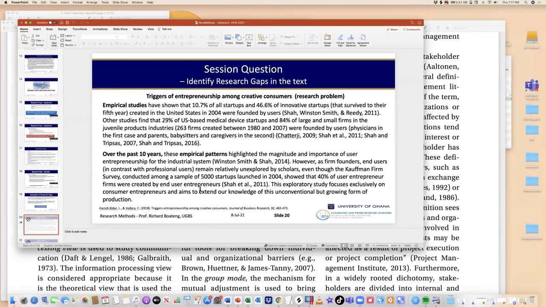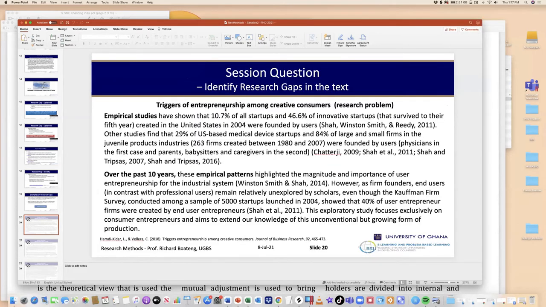Let me show you, this guy is doing a paper on triggers of entrepreneurship among creative consumers. Creative consumers are also called end user consumers. Those who, by developing a product or a service for themselves, like, for example, you do something to solve a problem for yourself and use it personally. When your friends get to know about it, you make one for them. We call that an end user consumer.